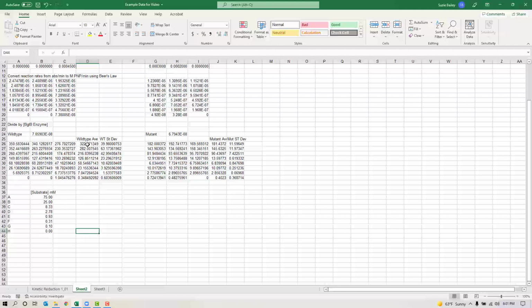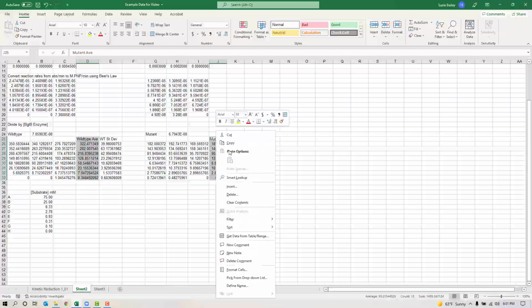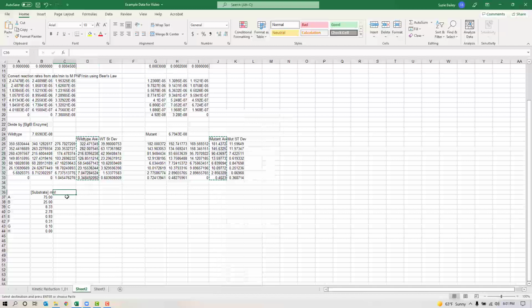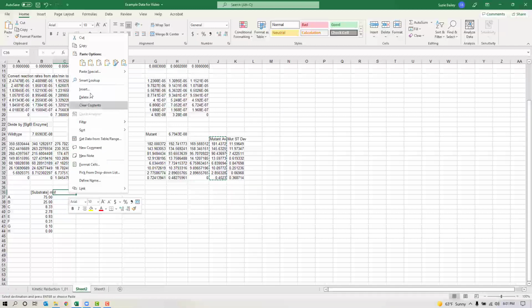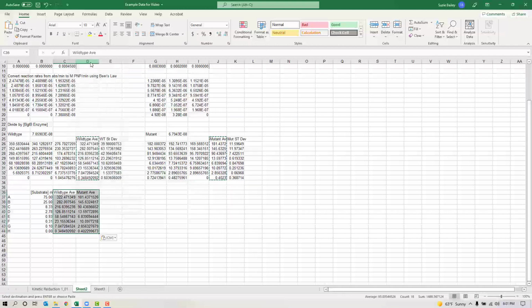Remember that the data points are actually going to be the reaction rates. The standard deviations are going to be represented by the error bars that we then put on those data. All right, so I'm going to copy both my wild type and my mutant and then paste them down here next to my substrate concentrations. Now again, I need to do paste special because I don't want the formulas, I just want the numbers, the values themselves. I'm going to also copy my standard deviations.